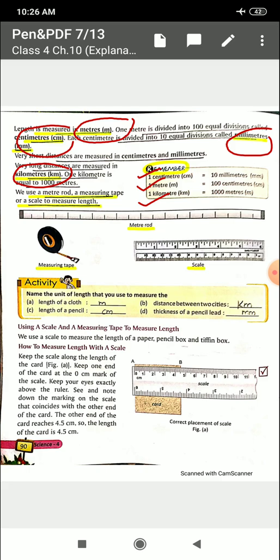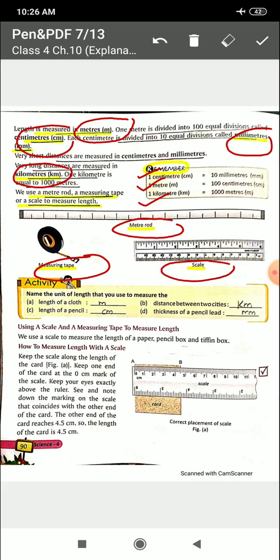Next are the instruments to measure length: meter rod, measuring tape and scale, or you can say ruler. These are the main instruments to measure length. So we just now discussed the units and instruments to measure length. Now this activity which is given in your book, we have already discussed this activity, children.